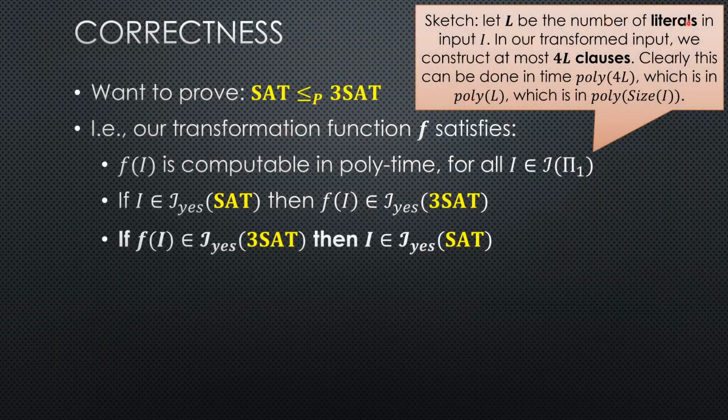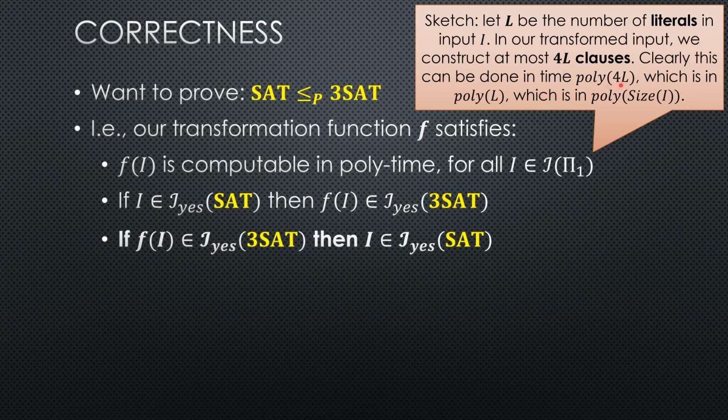So let L be the number of literals in the SAT instance. In our transformed input, we construct at most 4L clauses. And clearly I can do that in time that's polynomial in 4L. I just have to make sure that to construct 4L clauses, I don't do more than polynomial work. Constructing clause lists that have literal lists, with tuples, like pairs, in those elements, can all be done in polynomial time in 4L, like (4L) squared or (4L) cubed. It's not hard to do that in polynomial time in 4L.